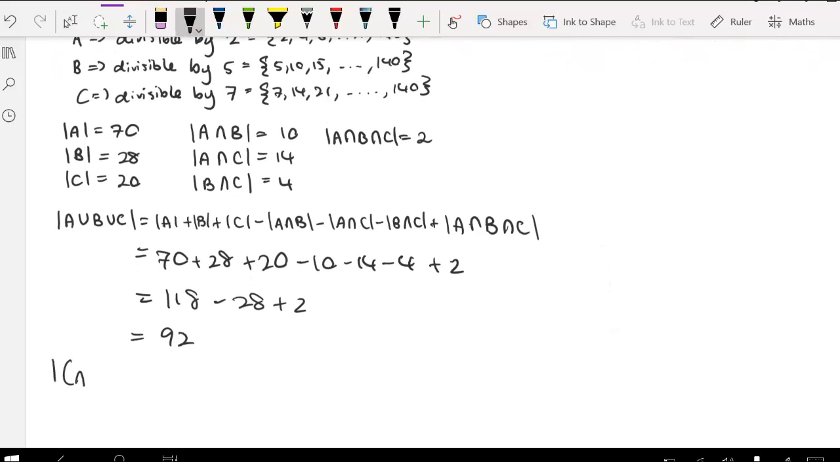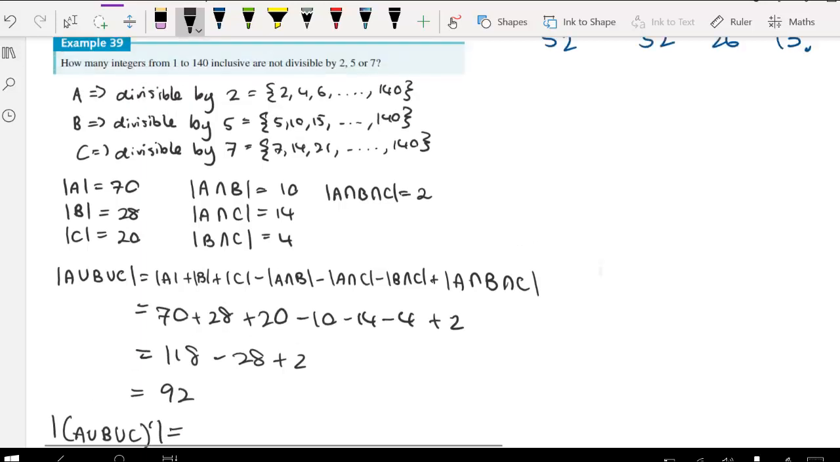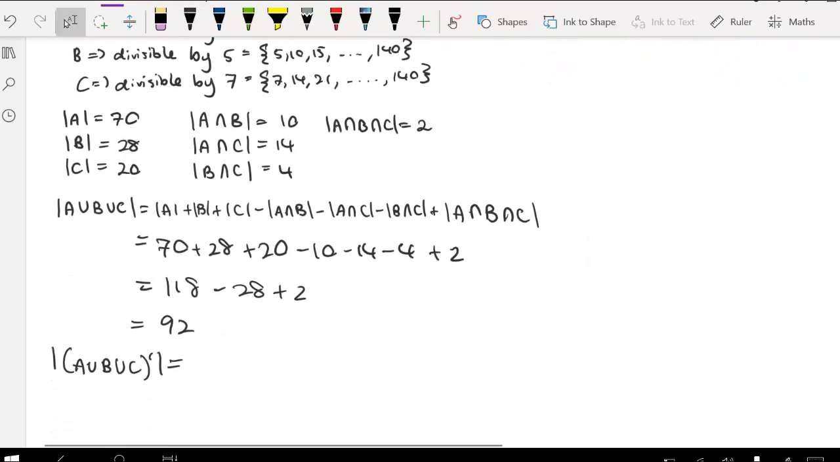The ones that are not divisible by 2, 5, or 7 will be the total amount, 140, subtract 92. So we end up there with 48.